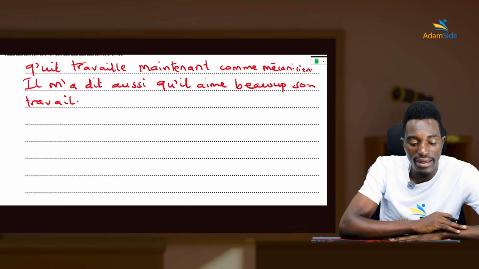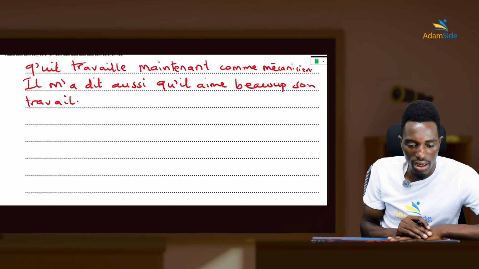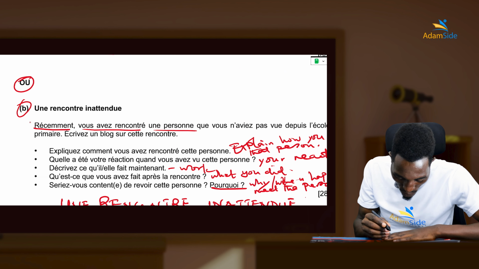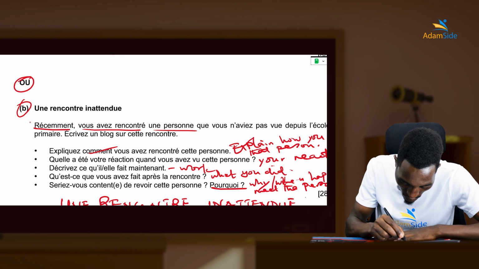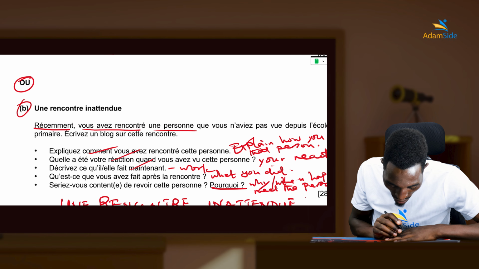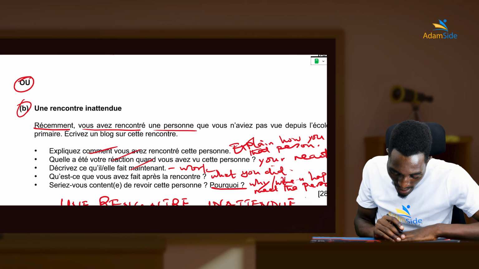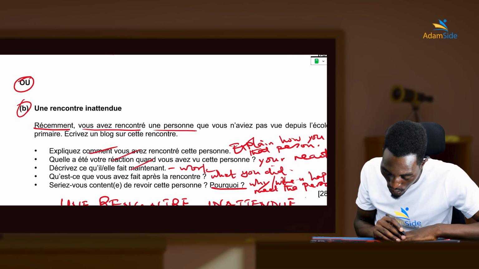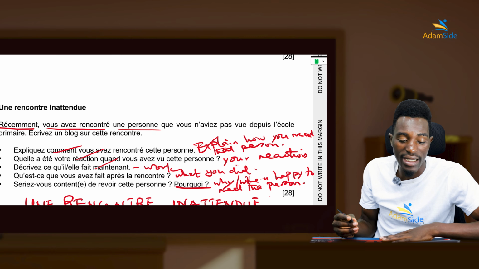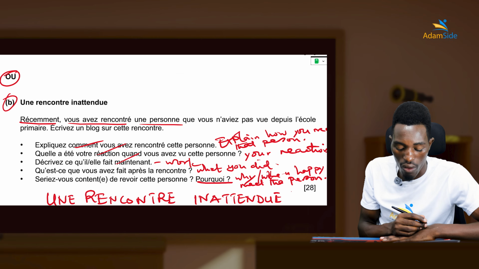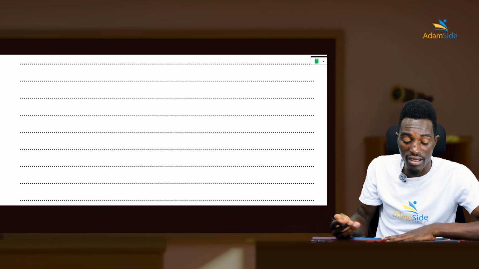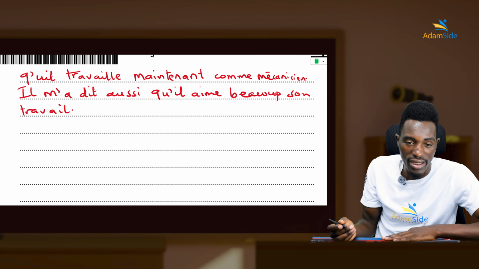So I can just skip to the next question. So let's see the next question. Qu'est-ce que vous avez fait après la rencontre? What did you do after you met? So I have to list down the activities that I did with Paul together. So let's go down and write the activities, or the moments that we had with Paul.